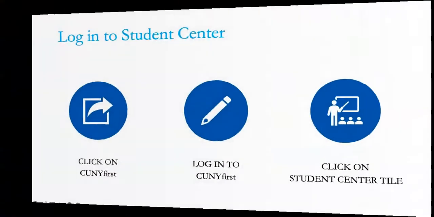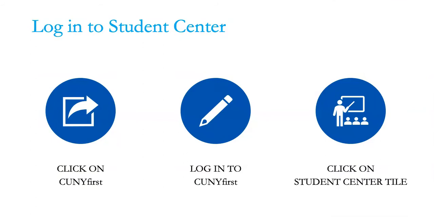Log into your Student Center by scrolling to the bottom of the Graduate Center homepage and clicking on the link for CUNY First. After logging into CUNY First, click on the Student Center tile. You're now in your Student Center. On the next screen, click on the Schedule Builder tile. See the Registering for Courses video for a screen-led walkthrough of these steps.